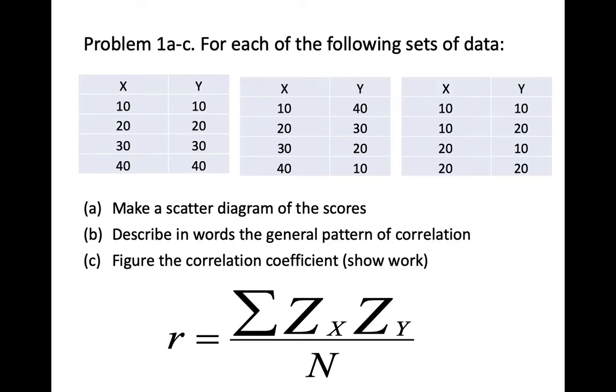All right, problem 1 that I created, there's actually 3 parts to it. I said for each of the following sets of data, A, make a scatter diagram of the scores. B, describe in words the general pattern of the correlation. C, figure the correlation coefficient and show the work.